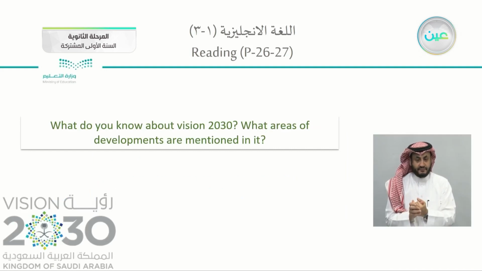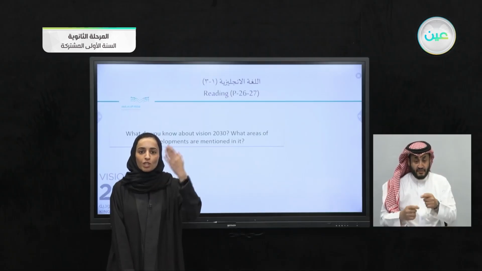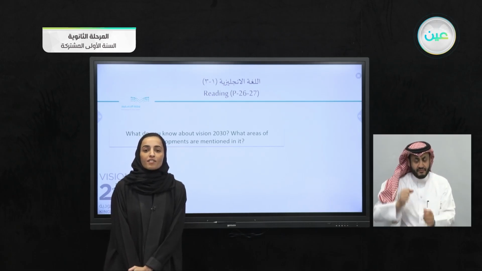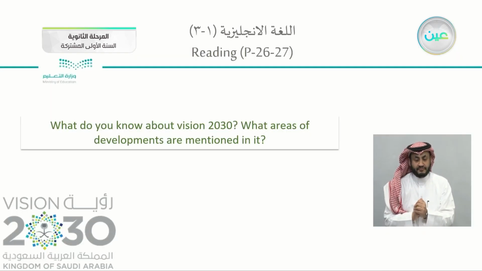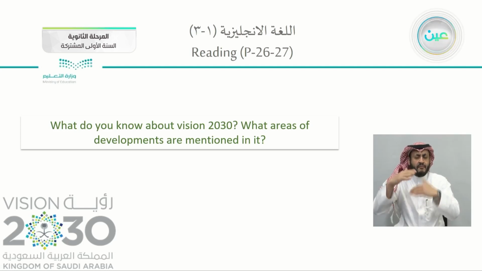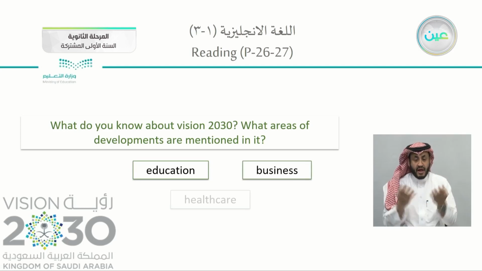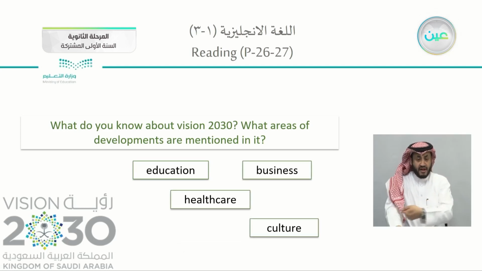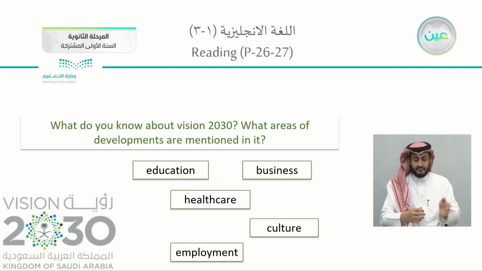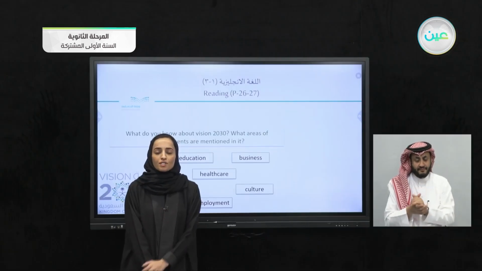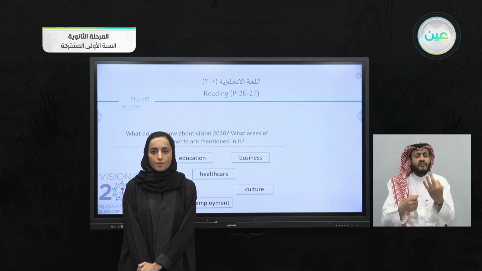Let me ask you this question. What do you know about Vision 2030? What areas of development are mentioned in it? So the vision is our future plan, what we are about to do in 2030. What are the fields, or here we're having the areas that we are about to develop? We're having many. Some of them are education, business, healthcare, culture, and employment. We're having government services and many others.